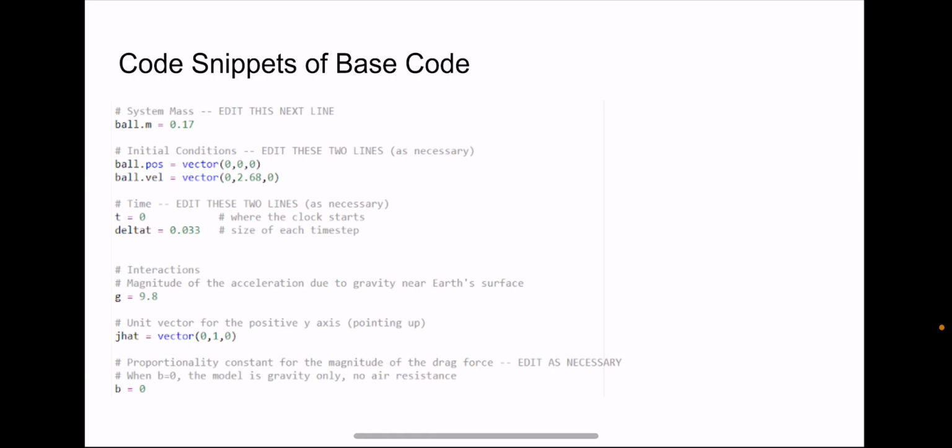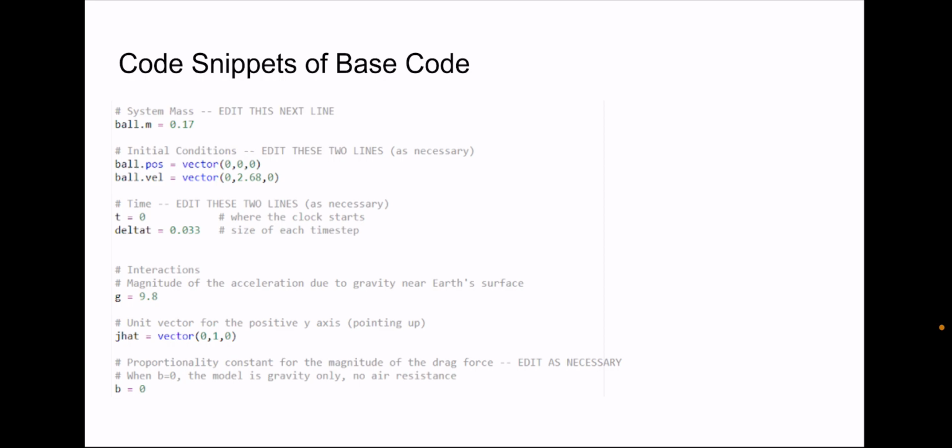Once I did all of that, that's when I started coding. The mass of the iPhone is 0.17 kilograms, and the initial position of the iPhone is seen right there, and that's the initial velocity on the next line, as I calculated on the previous slide. The initial time is 0, and my delta t, as seen before, is 0.033 seconds. And we include the force of gravity, which is 9.8.